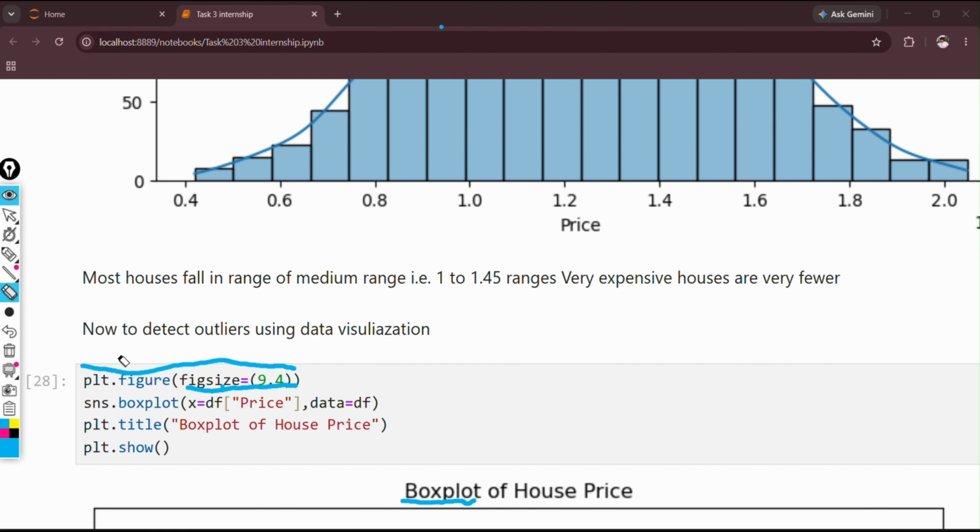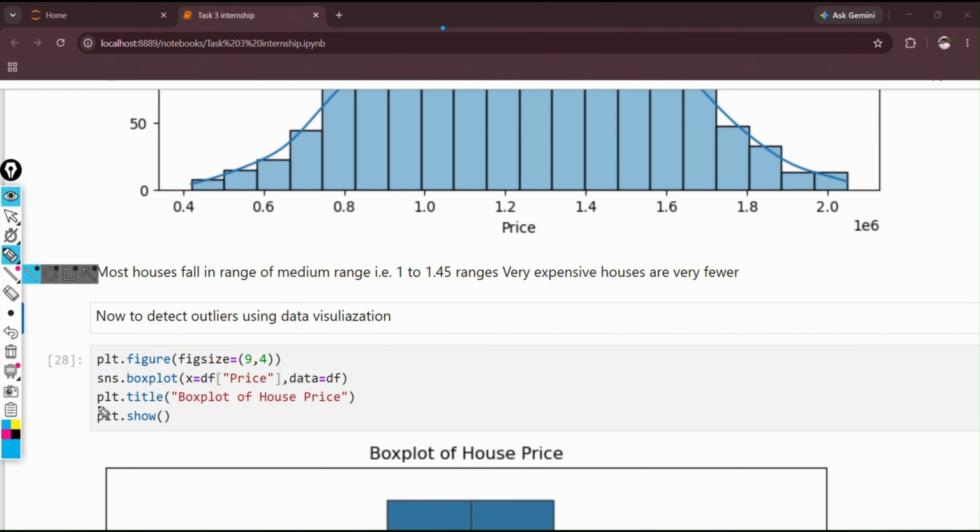Next, I am using Seaborn's boxplot function to create a box plot of the price column. Here, x equals df price tells Seaborn that we want to visualize the house prices on the horizontal axis. data equals df specifies that the data is coming from our data frame named df. Then I am giving my graph a title using plt.title. This doesn't affect the data, it simply makes the graph more understandable.